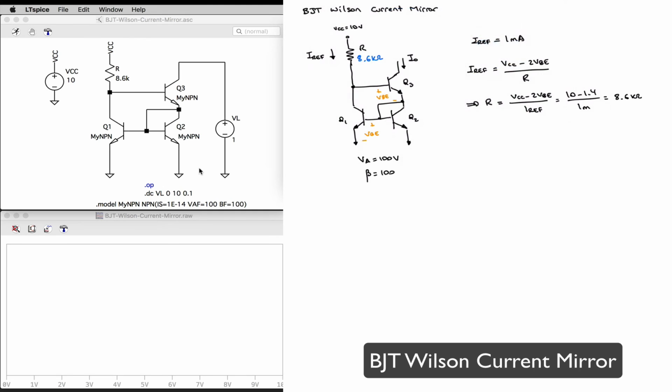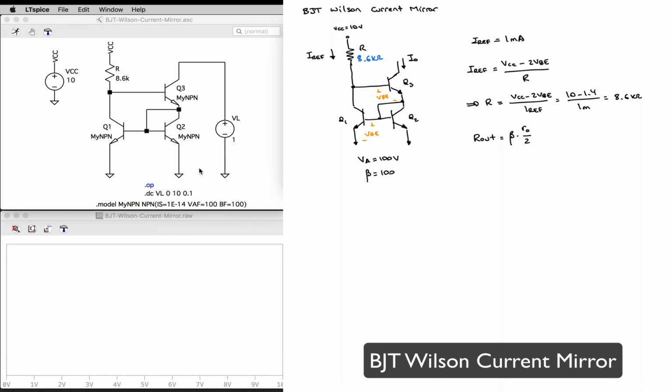My output resistance. For the Wilson mirror, we had seen that it approximated beta times R-out halves, obviously R-out for transistor Q3, even though they're all going to have a very similar R-out. So I'm just going to express it as R-out.